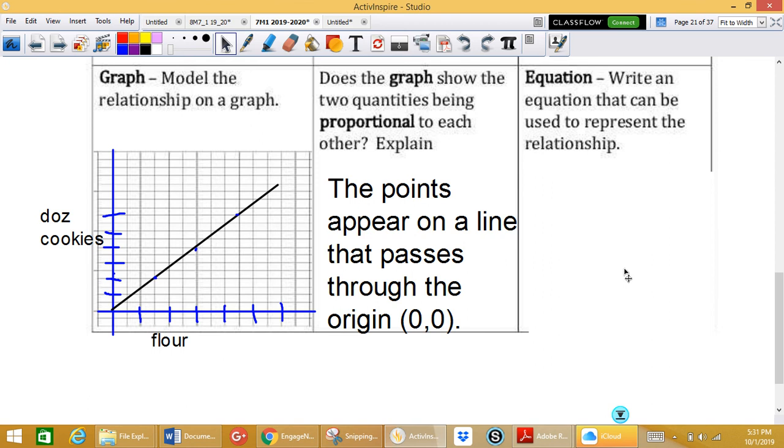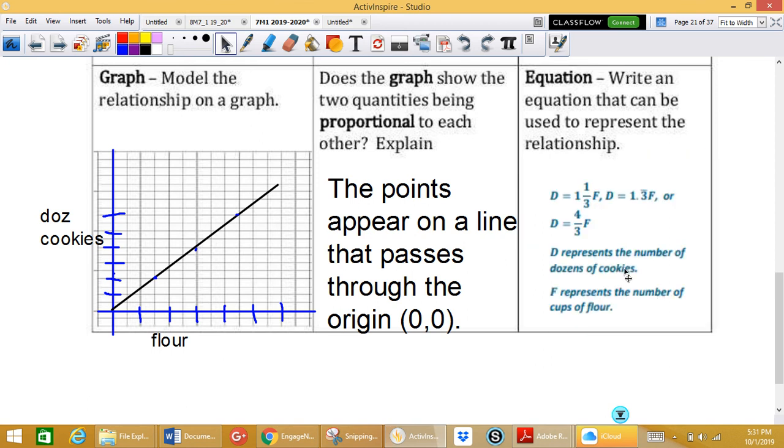Write an equation. So our equation is D equals 1 1/3 dozen cookies for every cup of flour. D equals 1.3 repeating times flour, or D equals 4/3 times flour, where D represents the number of cookies in dozens, which is our Y, and F is our flour, which is our X. So I'm just taking my Y equals KX, taking out the K and putting in what we found out before.